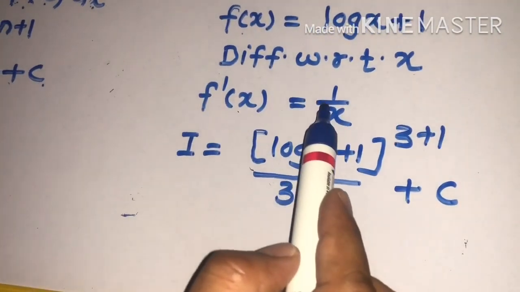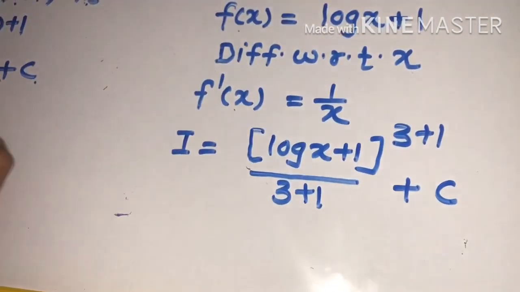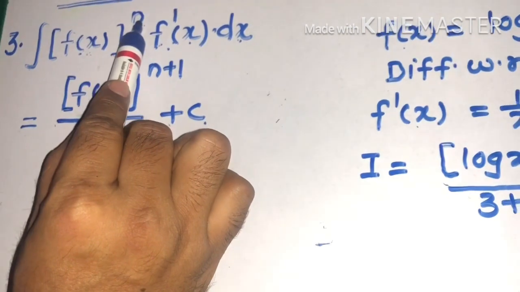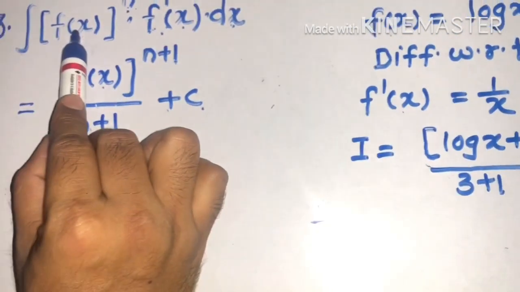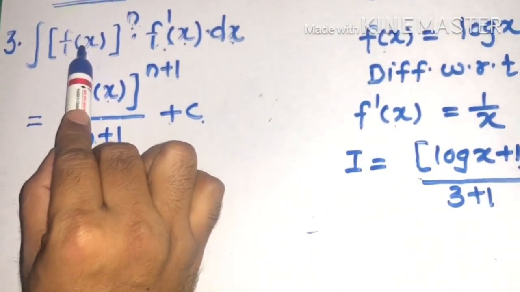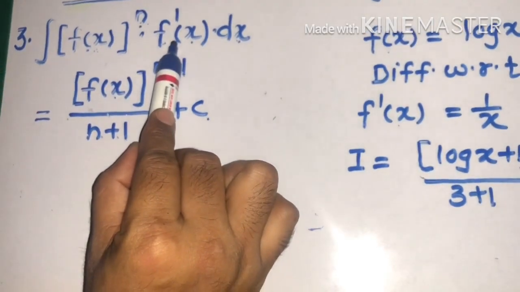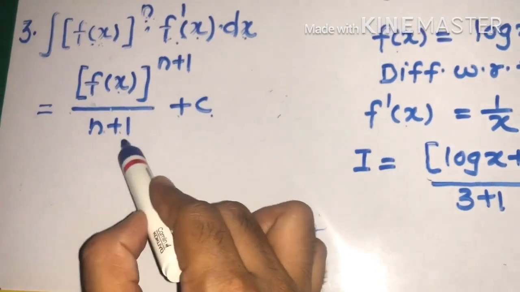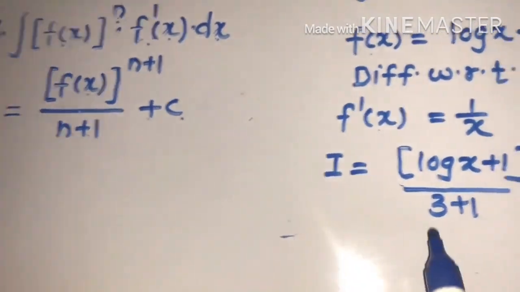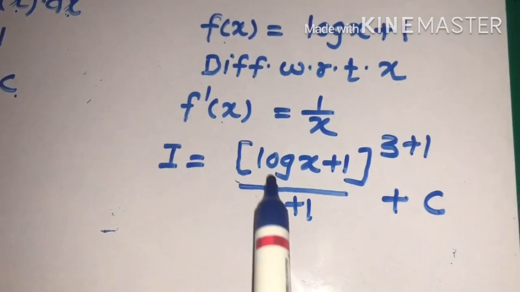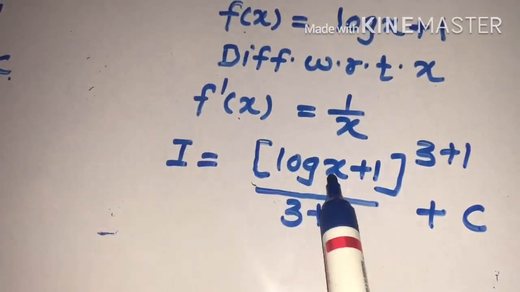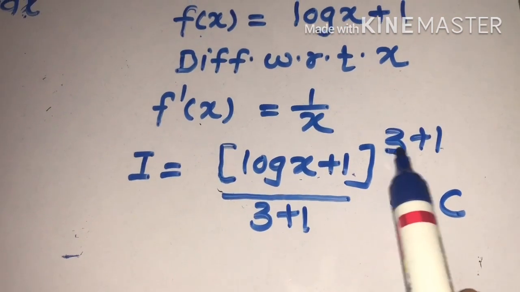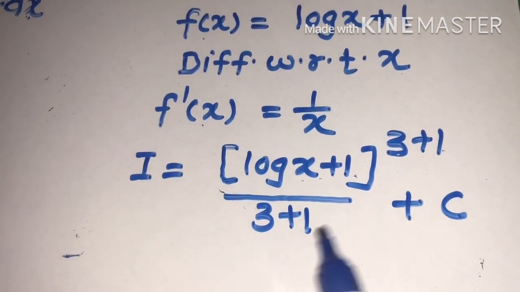So it is completing this criteria. The function is present, it has some power, and this function has a derivative which is present over here, and that is why we have function raised to n plus 1 upon n plus 1, plus c. So according to that result, we have the function log x plus 1 raised to n plus 1, where n is 3, so 3 plus 1, upon 3 plus 1, plus c.